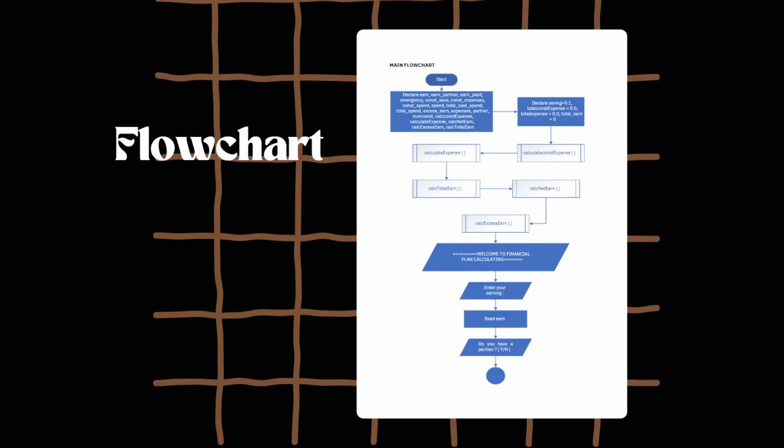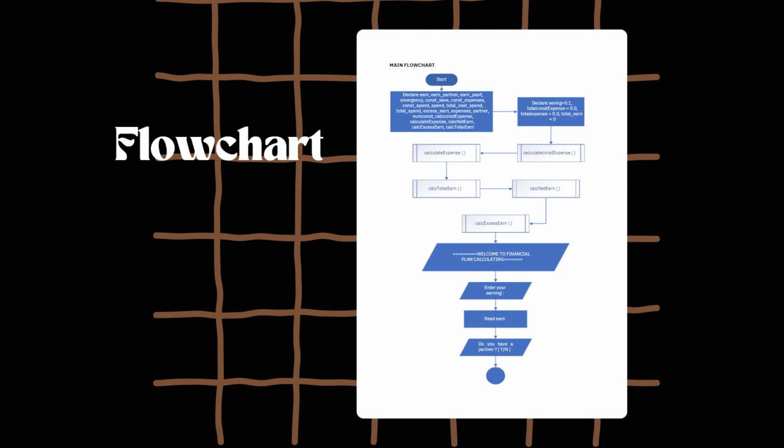This is our main flowchart. It begins with declaration of variables with a total of 33 including 4 constant variables. It will go through to the first function, which is calculate cons expense, followed by calculate expense, calculate total earn, calc net earn, and calc excess earn.